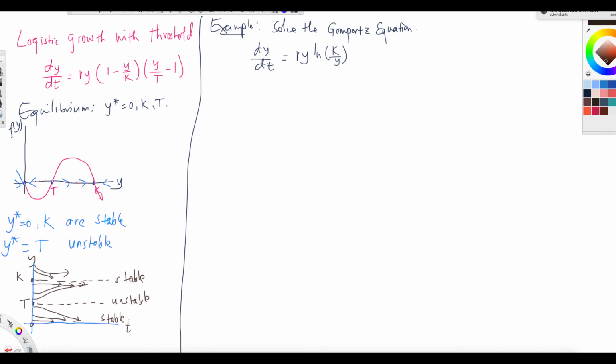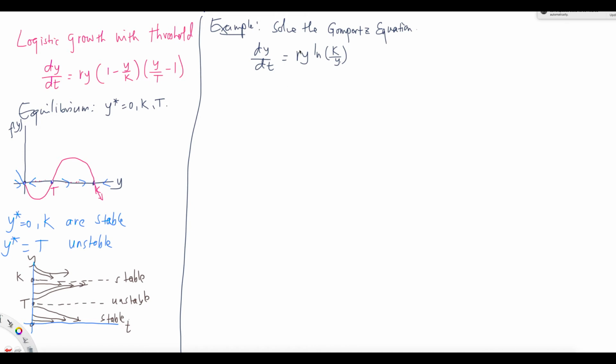It behaves similarly to the logistic equation, but usually this Gompertz equation is used as a tumor growth model, all right? So it shows similar behavior, but the nature of the curve will be a little bit different.